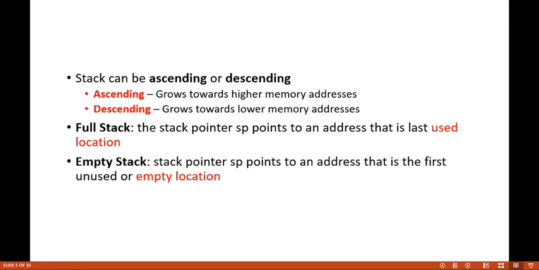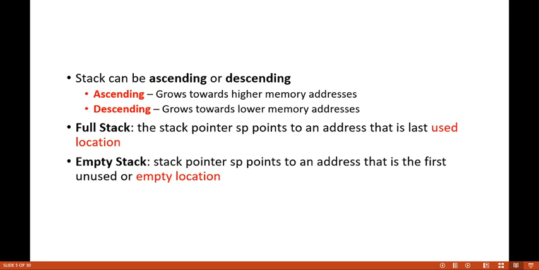Then there is another concept called as full stack and empty stack. In a full stack, the stack pointer points to an address that is the last used location. Means it is referring to that location where currently something is stored. This is called as the concept of full stack. The other one is empty stack. In case of empty stack, stack pointer SP points to an address that is the first unused or empty location. So let us see how it works with the stack.